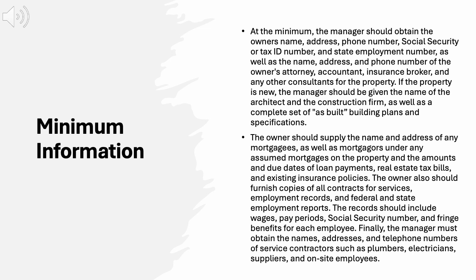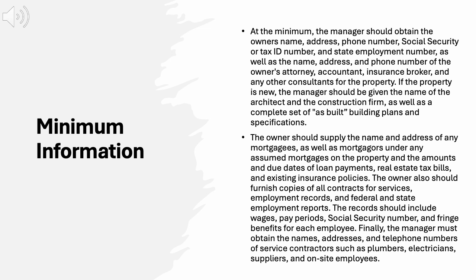If the property is new, the manager should be given the name of the architect and the construction firm, as well as a complete set of as-built building plans and specifications. The owner should supply the name and address of any mortgagees, as well as mortgagors under any assumed mortgages on the property and the amounts and due dates of loan payments, real estate tax bills, and existing insurance policies.